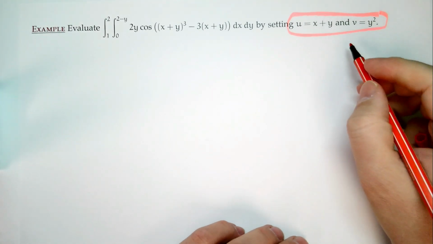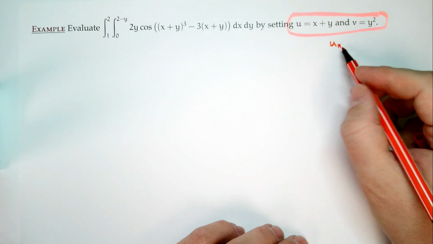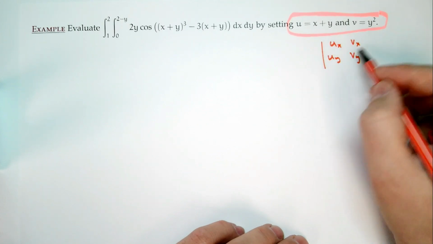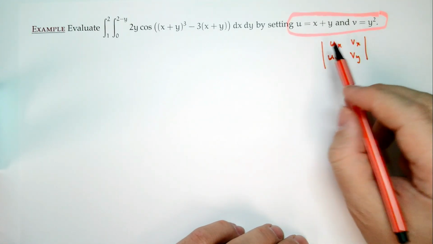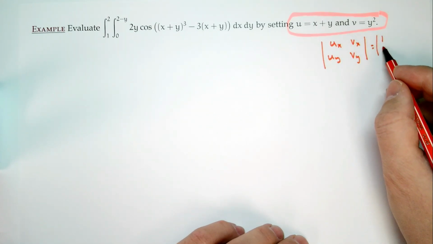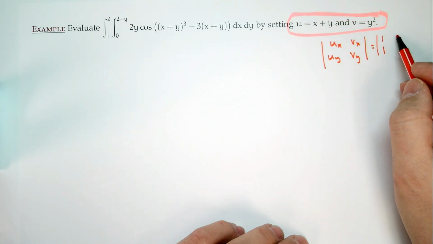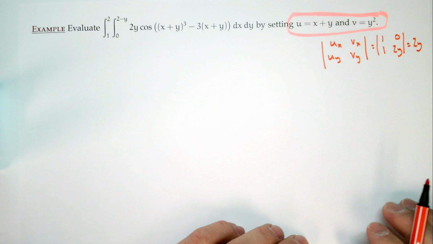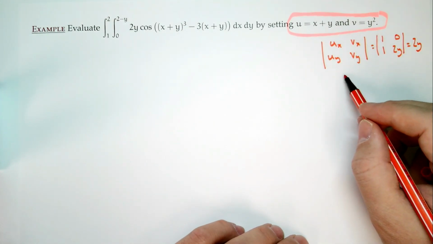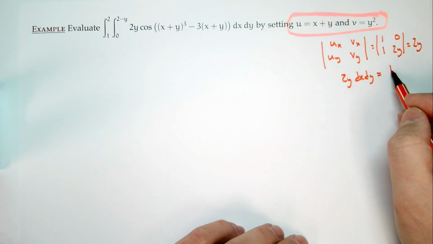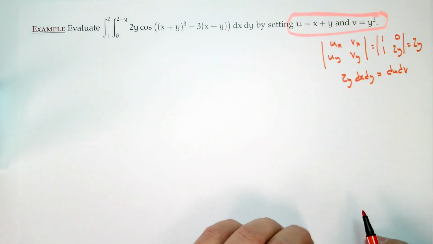Next up, let's take our Jacobian. So we get u_x, u_y, v_x, v_y. Take our 2 by 2. All right, u sub x is 1. u sub y is 1. v sub x is 0. v sub y is 2y. It's telling us that our Jacobian is 2y. Now, what does that tell us? Well, it says that if you take 2y times dx dy, that's the same as du dv. All right, so that's our conclusion.